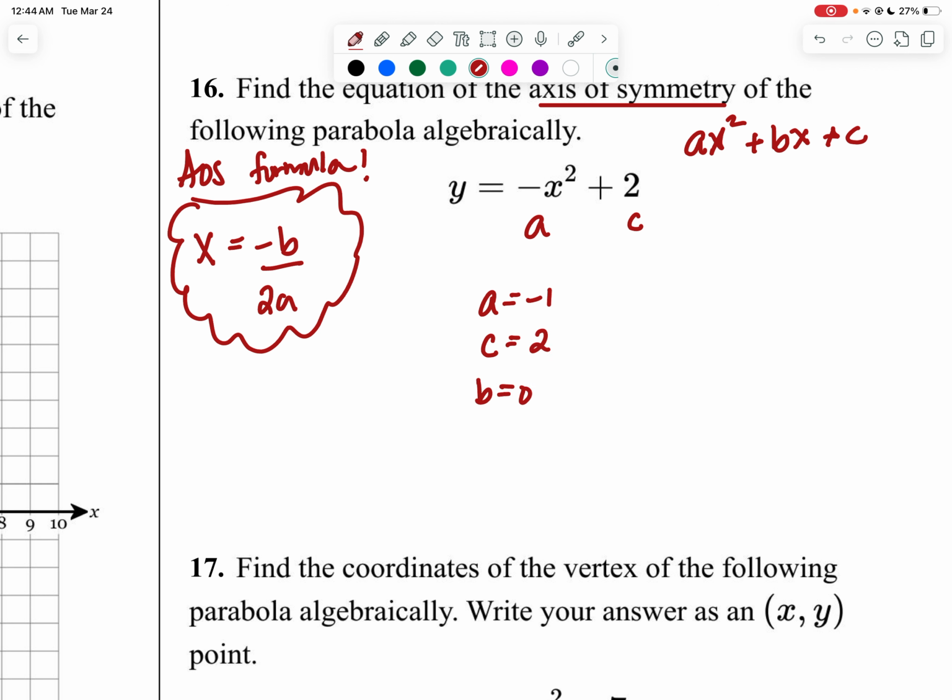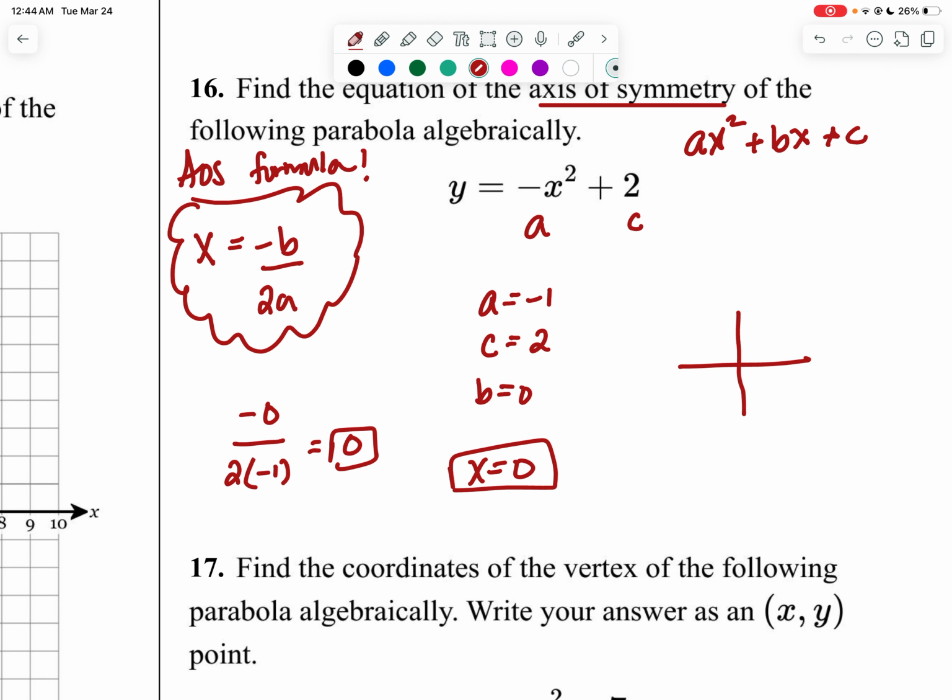We really don't care about c because the formula is negative b over 2a. So this is just saying negative 0 over 2 times negative 1. Which, plot twist, is just 0. So the axis of symmetry is x is equal to 0. Remember that the axis of symmetry is a line that essentially breaks the parabola into 2 equal parts.